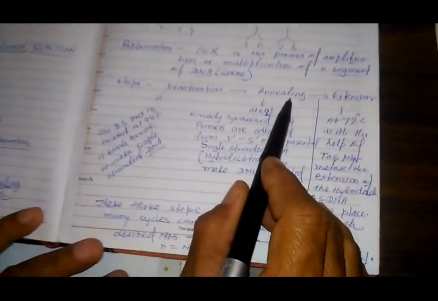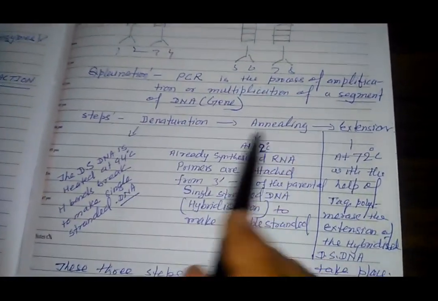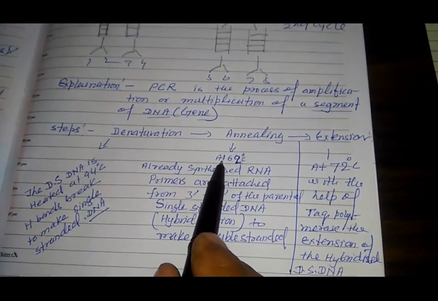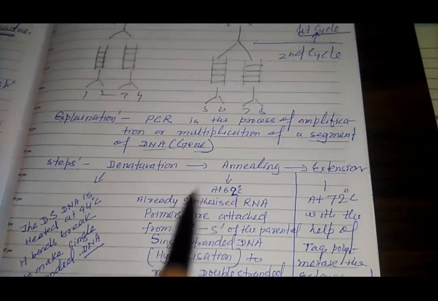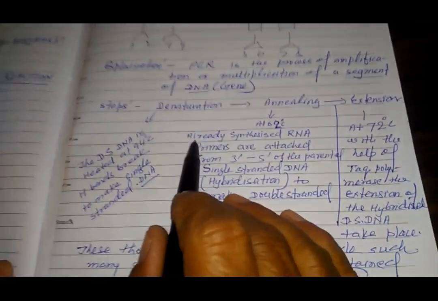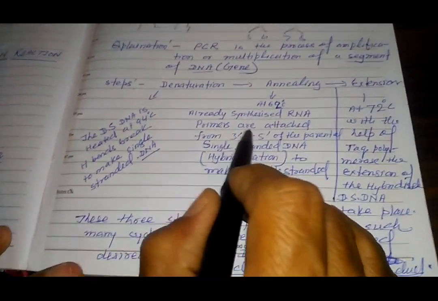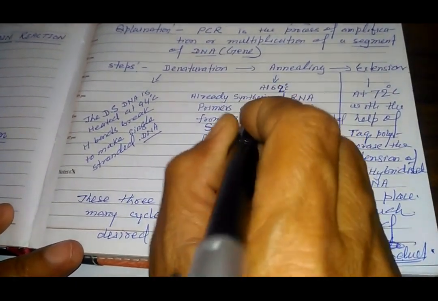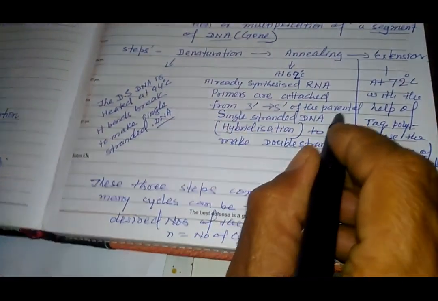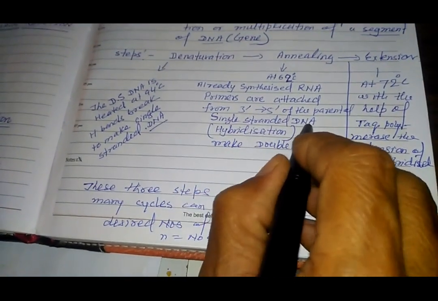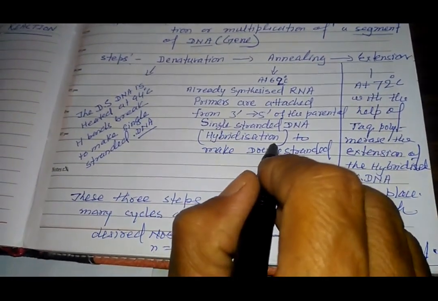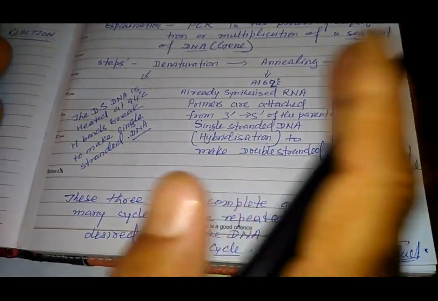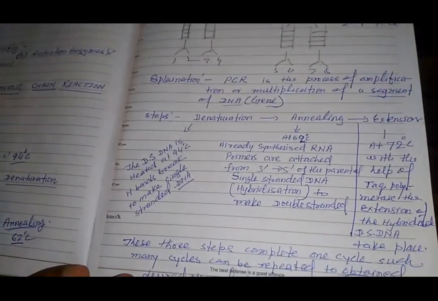What happens in annealing? Annealing is done at 62 degrees Celsius, a comparatively lower temperature, and the already synthesized primers are attached from 3' to 5'. Remember, in the 3' to 5' direction of the parental single-stranded DNA. This process is also known as hybridization. They hybridize to make a small double-stranded segment, which is again polymerized.